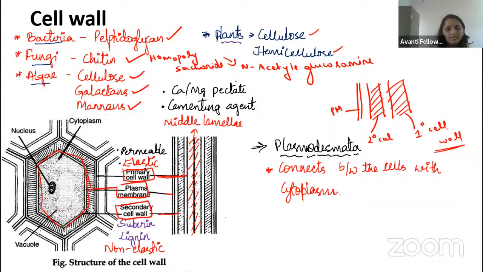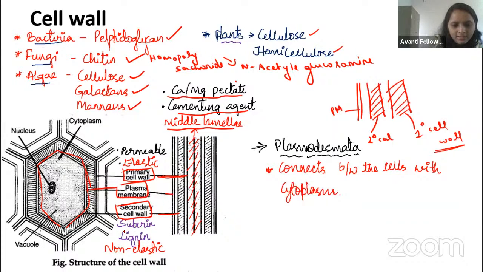So here you can see the cell wall is permeable in nature. Okay, fine. In between, you can see the middle lamella. The middle lamella consists of calcium and magnesium pectate. The middle lamella acts as the cementing agent between the cell or cell wall. Remember guys.